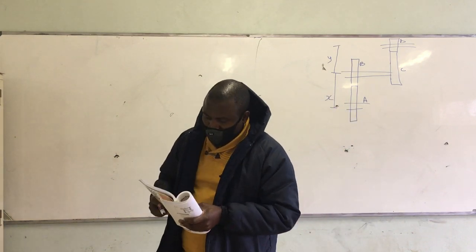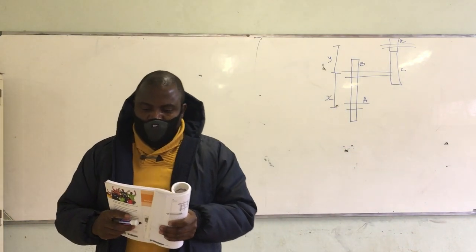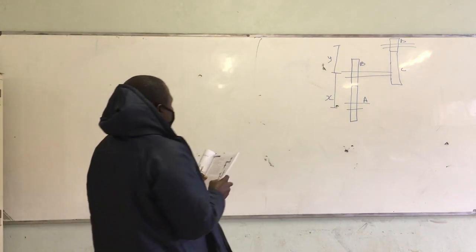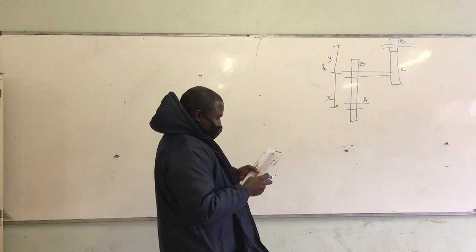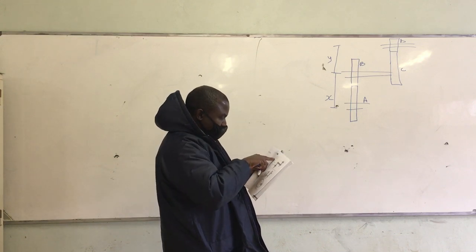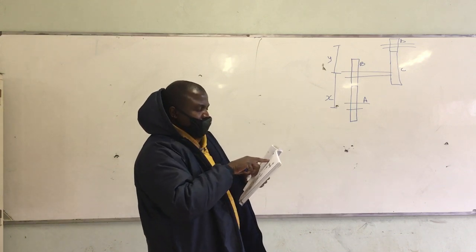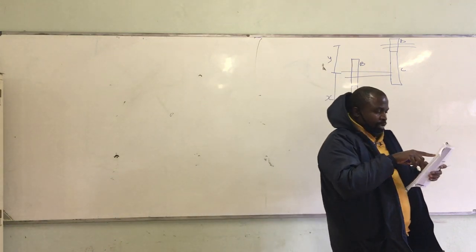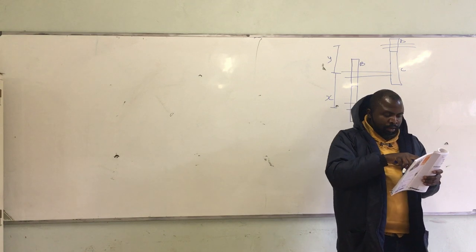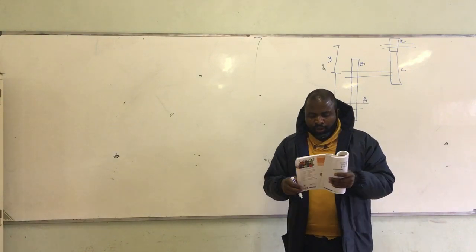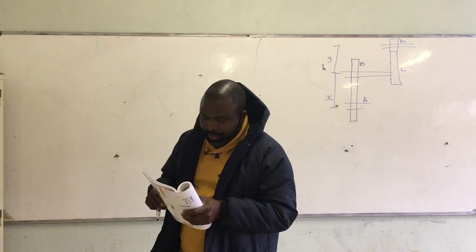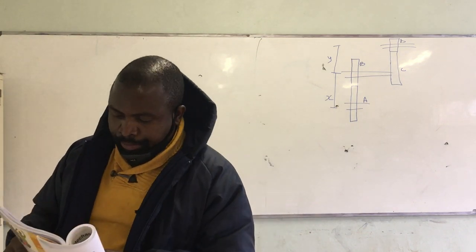So, the module of the gear is equal to 1.5 millimeter. Motor shaft gear A revolves at 800 revolutions per minute and is subjected to a torque of 400 newton meter. The efficiency of the gearing system is 90%.